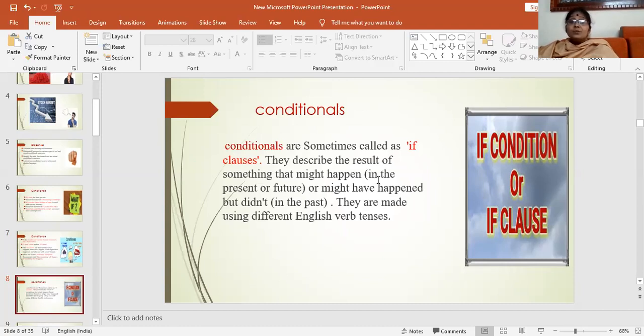So they are made using different English verb tenses. So how are the conditional sentences made? Using different English verb tenses. So what do we understand? That conditionals have two clauses, one main clause and one if clause. And they are sometimes called if conditions or if clauses, right? And they describe the result of something that might happen in the present or future, or might have happened but didn't in the past. They are made using different English verb tenses, right?